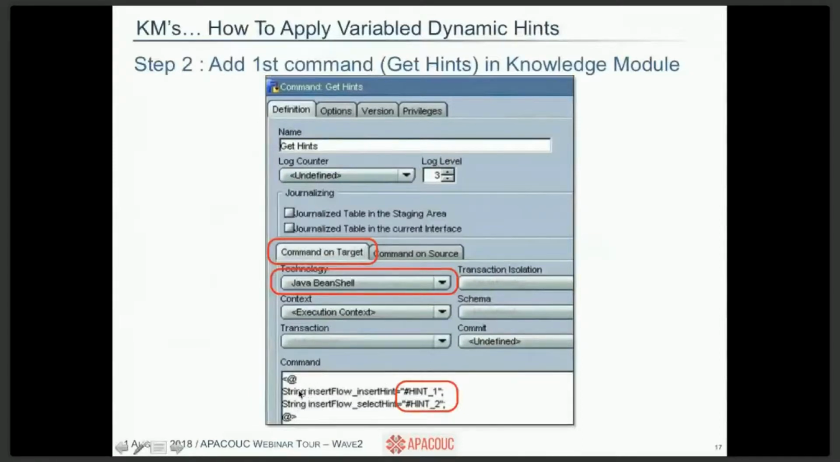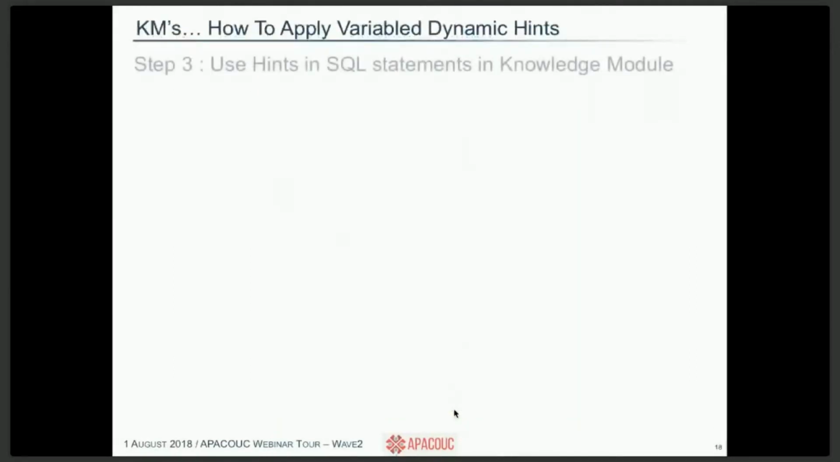While it's a string, which is insert flow, insert hint 1 and 2, and you get 2 hints in your memory now. I hope everything is okay.